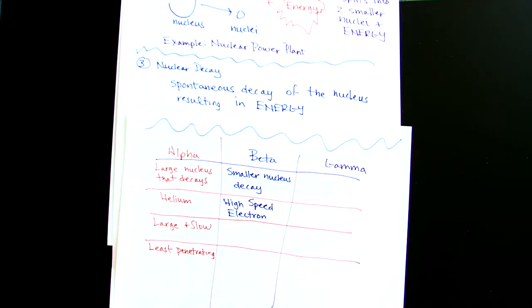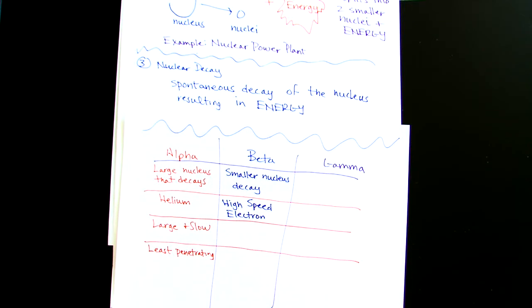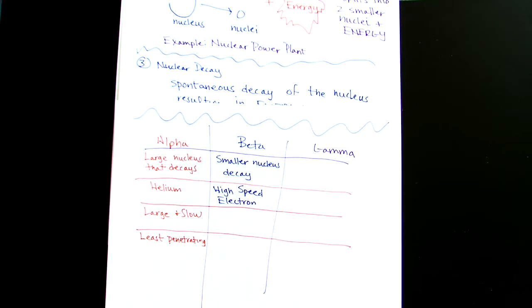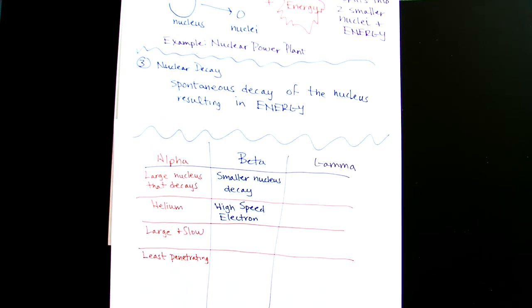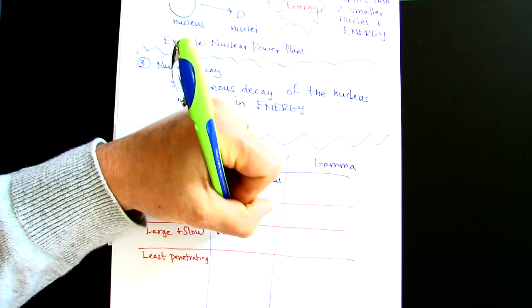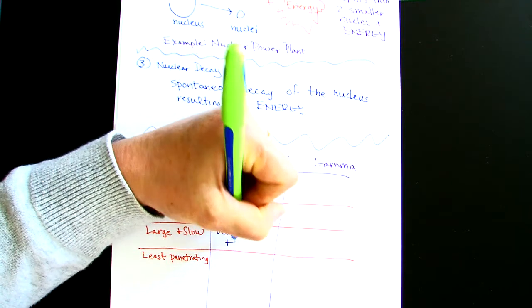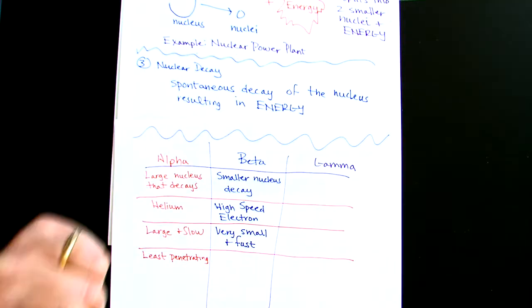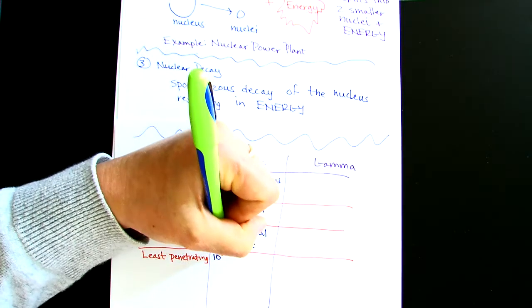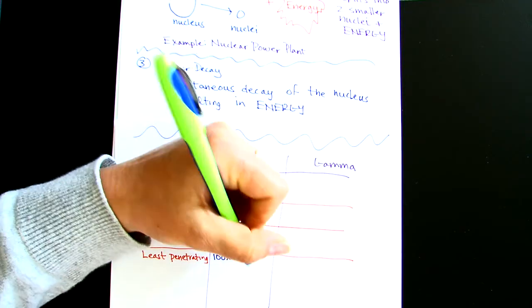And you might say to yourself, well, that's kind of weird because in the nucleus, there are no electrons. So how does a high-speed electron come off of the nucleus? It's kind of a weird phenomenon in which a neutron turns into a proton and an electron flies off. But you don't really need to worry about that. Just know that beta decay is a high-speed electron. It is very small because it's the size of an electron, and it is fast. It is 100 times more penetrating than an alpha particle.